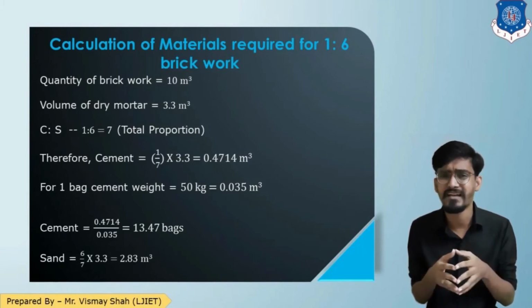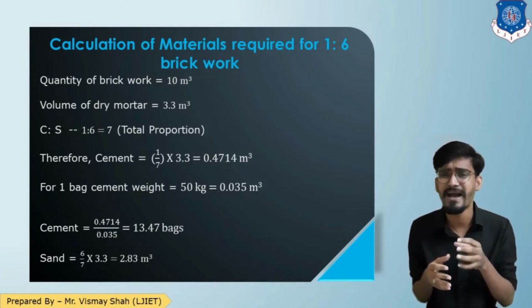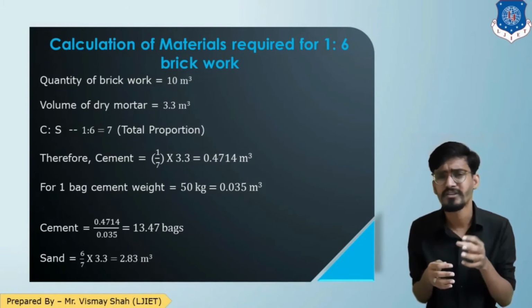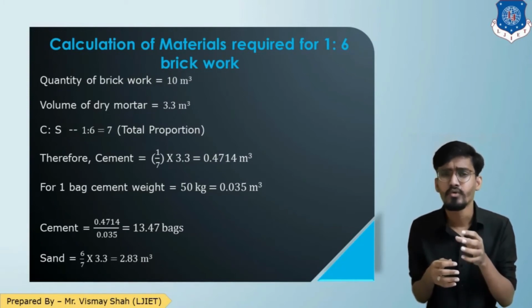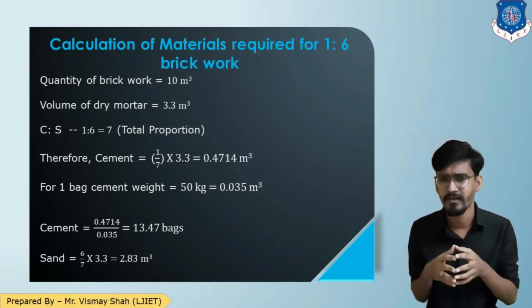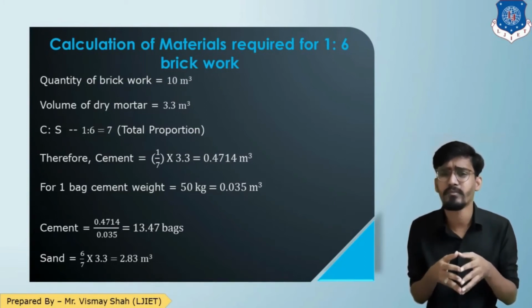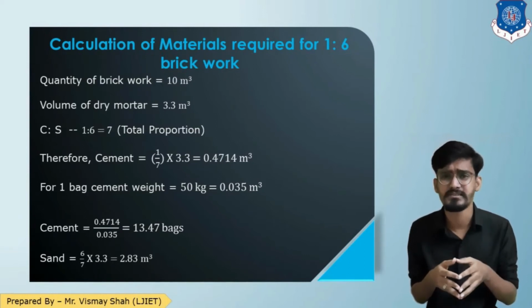Now talking about the sand, the original proportion of the sand was 6. The total proportion was 7. So 6 by 7 into 3.3. So that will give us 2.83 cubic meter, which is the quantity of sand. So I hope we are clear about the materials required for the brickwork in cement mortar ratio 1:6.